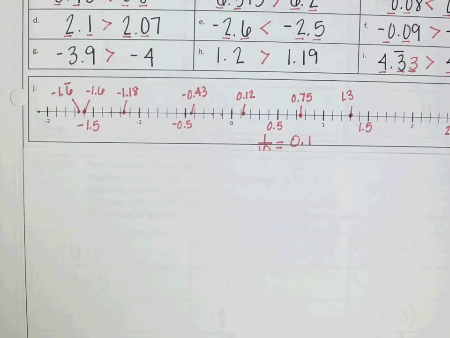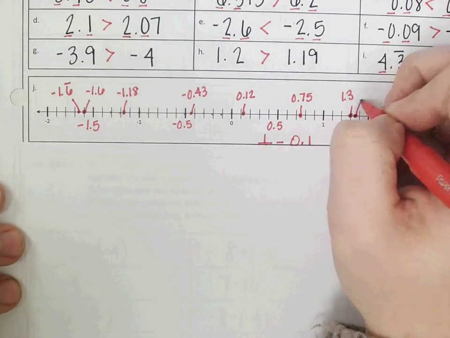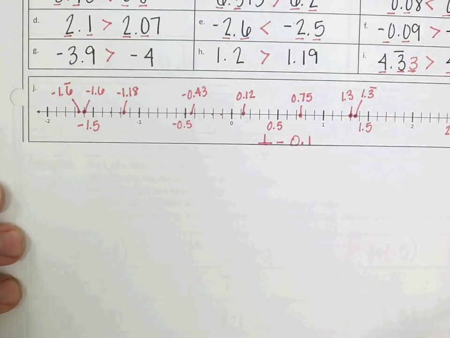So now let's think about 1.3 repeating. 1.3 repeating, since it's 1.3333 and so on, it's actually a little bit bigger than the regular 1.3. But it's not quite as big as 1.4. So it's going to be about right here. We're going to have 1.3 repeating.